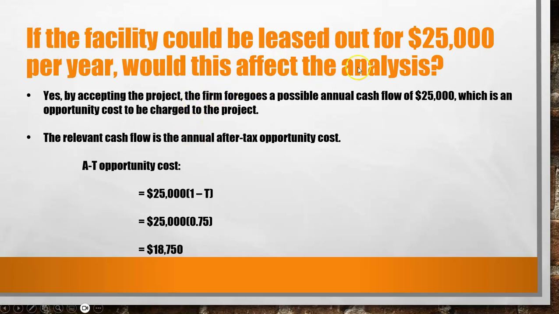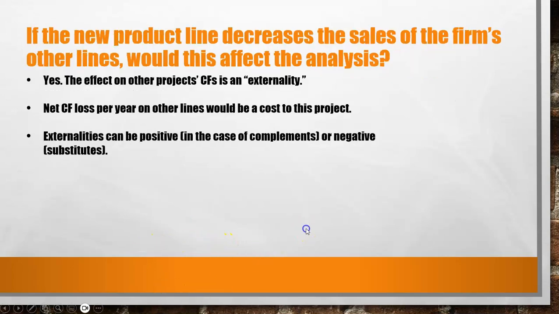If the facility could be leased out for 25,000 per year, should this affect the analysis? Yeah, we want to know if we're losing money by doing something else. We want to compare apples to apples. We could make money doing this, and we can make money doing that. Which one is the best choice? So that way we don't choose the wrong one. Here it's 18,750, and if you do the whole cash flows over the life of the 4 years, you're going to find it's less than the 98.